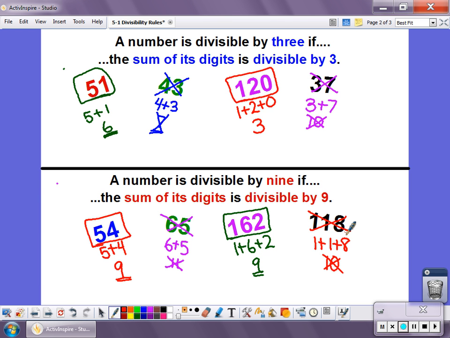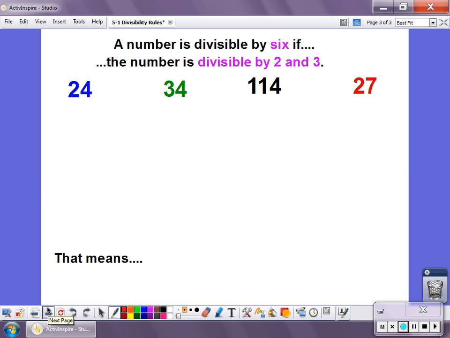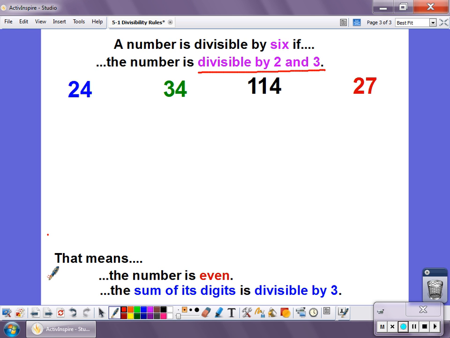So the last divisibility rule that we talk about is numbers are divisible by 6. And a number is divisible by 6 if the number is divisible by 2 and 3. So what that means to be divisible by 2 and 3, it means that the number has to be even, and it means the sum of its digits has to be divisible by 3. In order to be divisible by 6, both of these things have to happen.